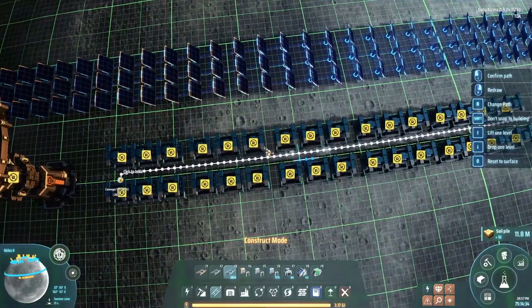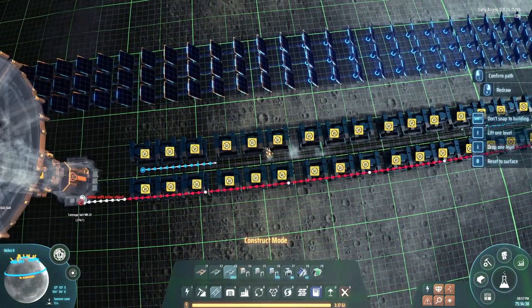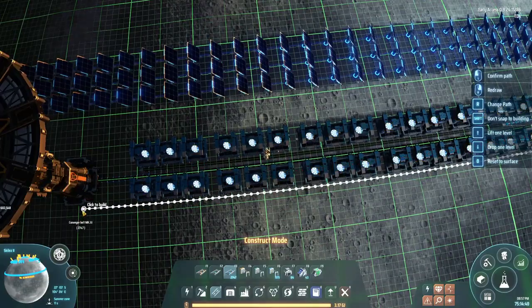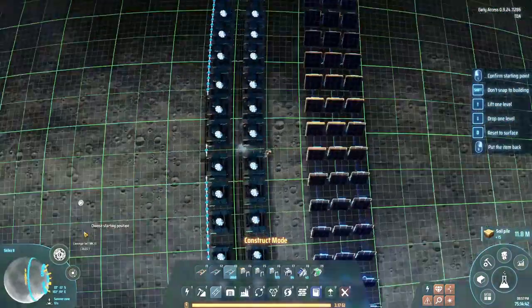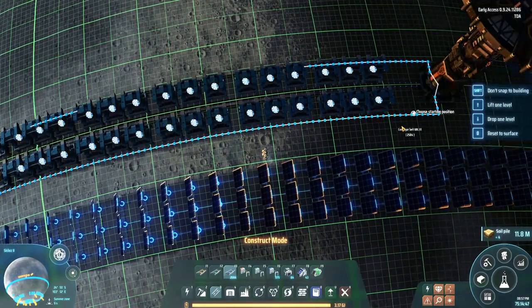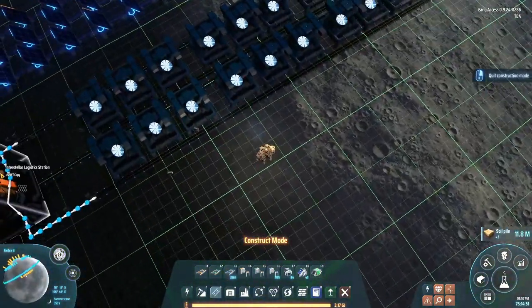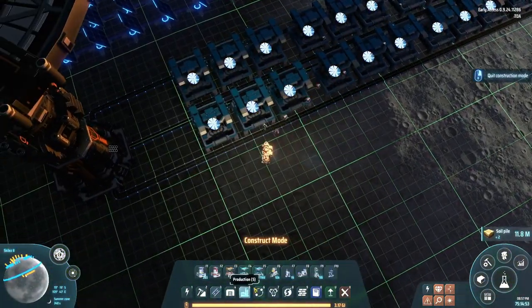Yes, autosave. That took a little longer than usual, but that's okay. Let's have the output belt go in on the other side. And then we're going to have to put in an output belt on the other side as well here. Oh, that looks pretty nice. Pretty nice and organized, I would say.